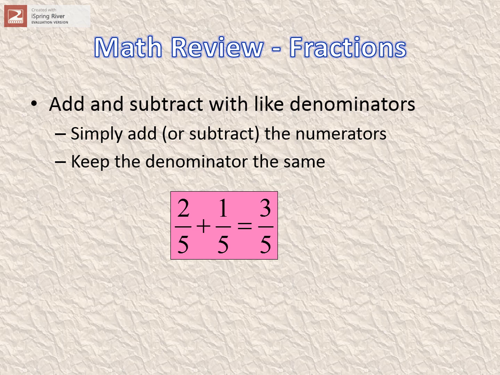Okay, so to add and subtract with like denominators, if they have the same denominator, it's really easy to add or subtract fractions. All you're going to do is simply add or subtract the numerators, and then keep the denominator the same. So, in the case of 2/5 plus 1/5, we're just going to add the numerators, 2 plus 1, that's 3, and keep the denominators the same. That's the 5 on the bottom is going to remain the same, and so our resulting fraction is 3/5.